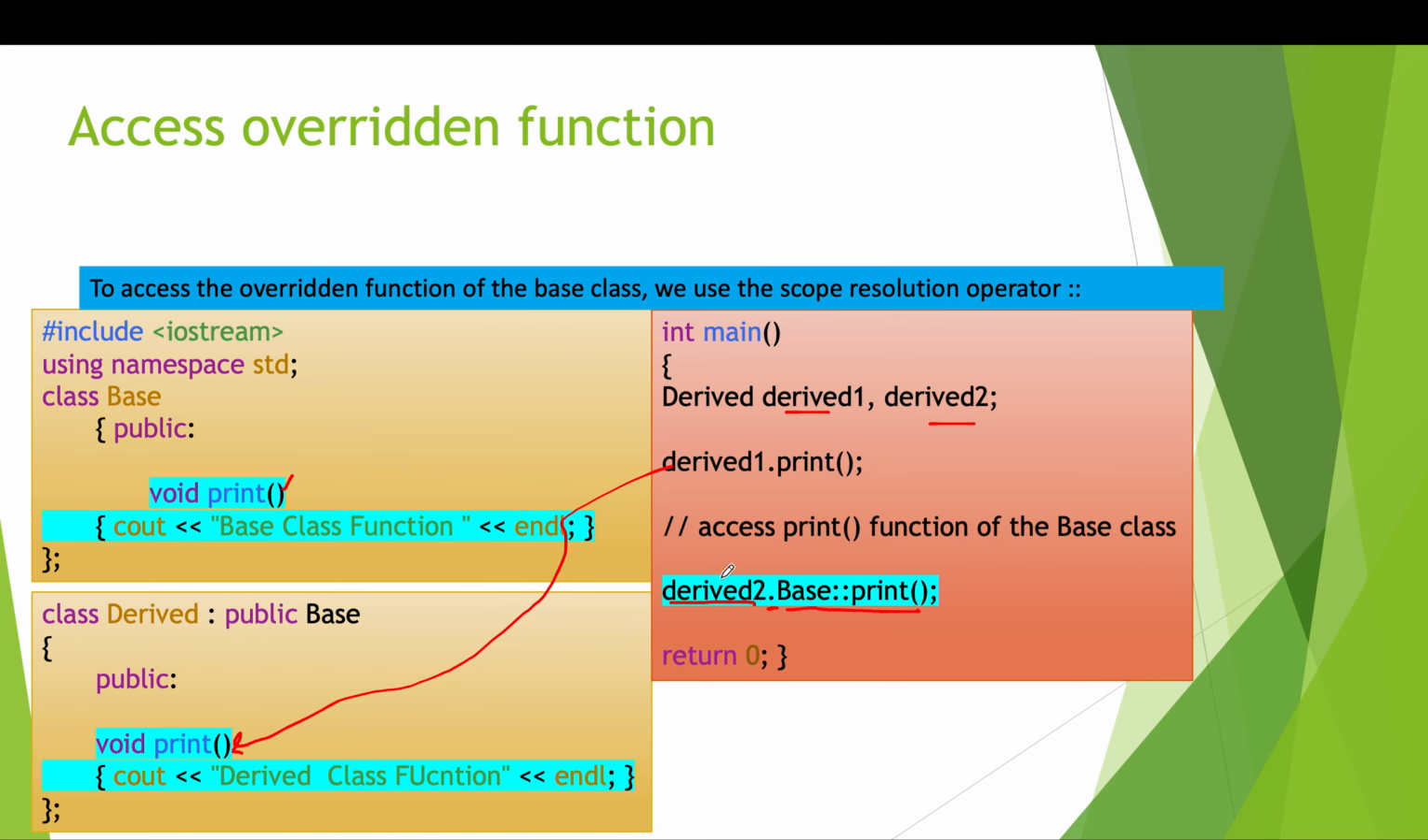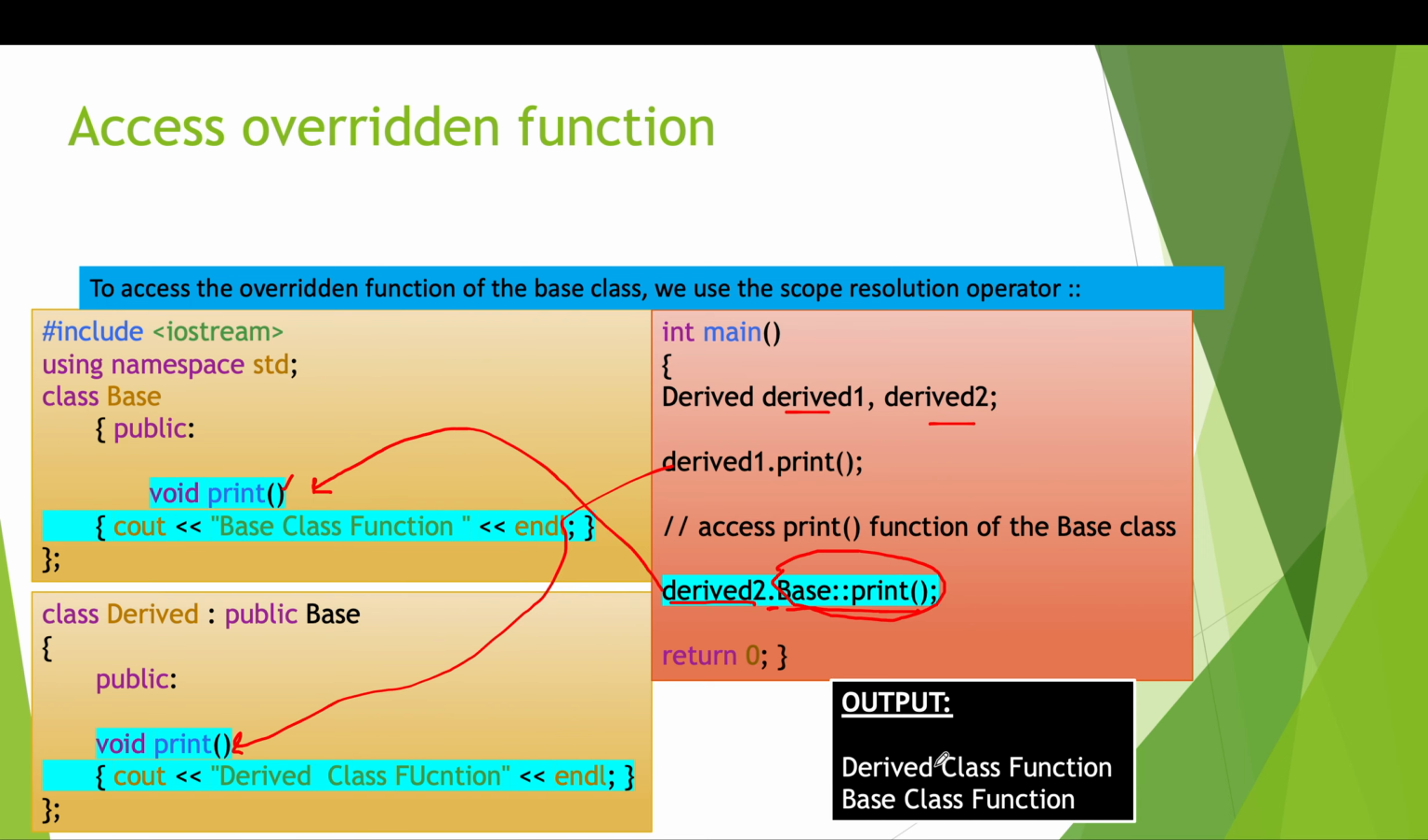So what will happen with this? Using the object of the derived class, you will be calling the print of base. Instead of saying only print, you are saying Base, scope operator, and print. In this way, the function of the parent class will be called using the object of the derived class. So this is going to be the output.